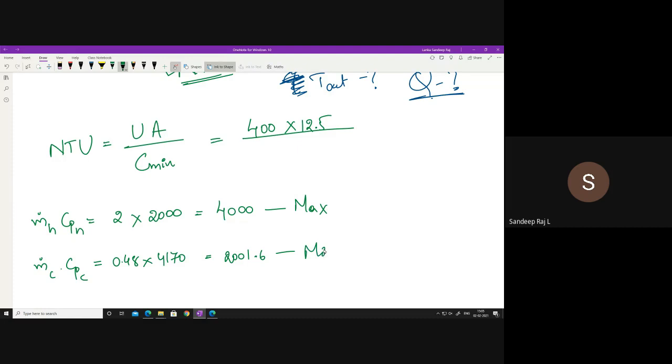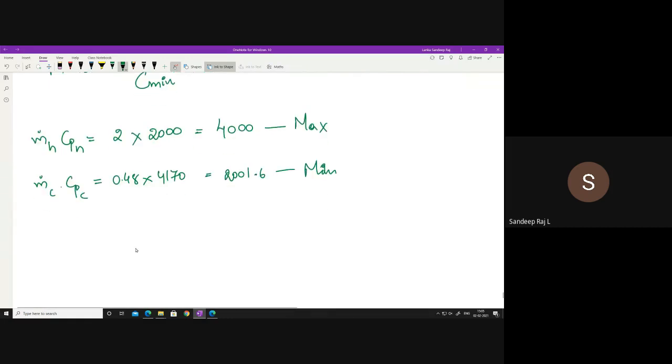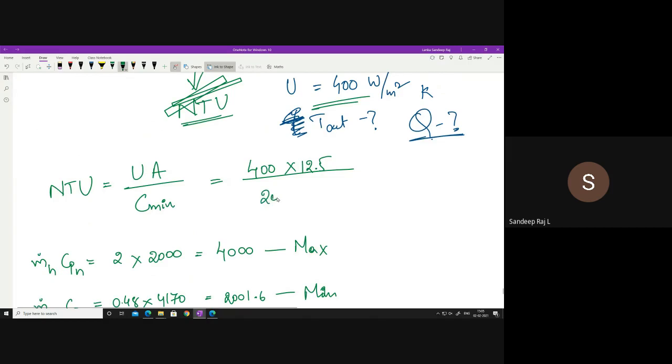This is the minimum value. So C min will be equal to 2001.6. Okay, so substitute that 2001.6 here, then you'll get the NTU value. Tell me what is the NTU value. 2.4... 2.49. Fine. So that is the NTU value with you.